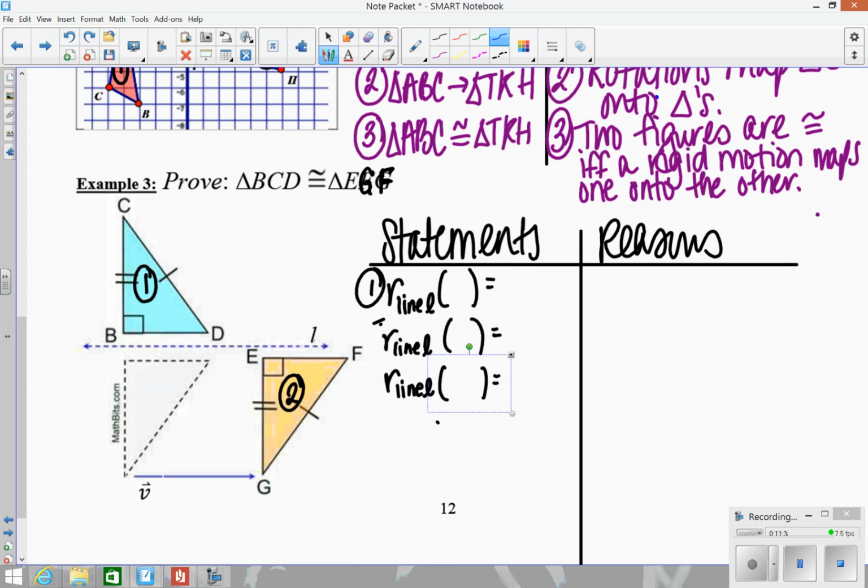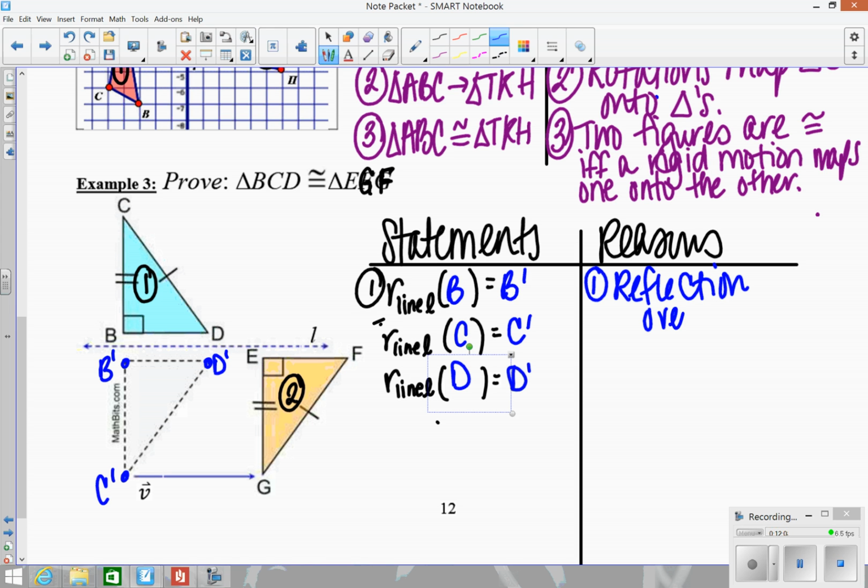So basically, if I take point B and I reflect it over this line, I'm just gonna call it B prime. It'll become B prime. So B will go to B prime. C is gonna go to C prime. And then D will come to D prime. So the reason for this is I did a reflection over line L. So those are all my pre-image points getting mapped to these image points.